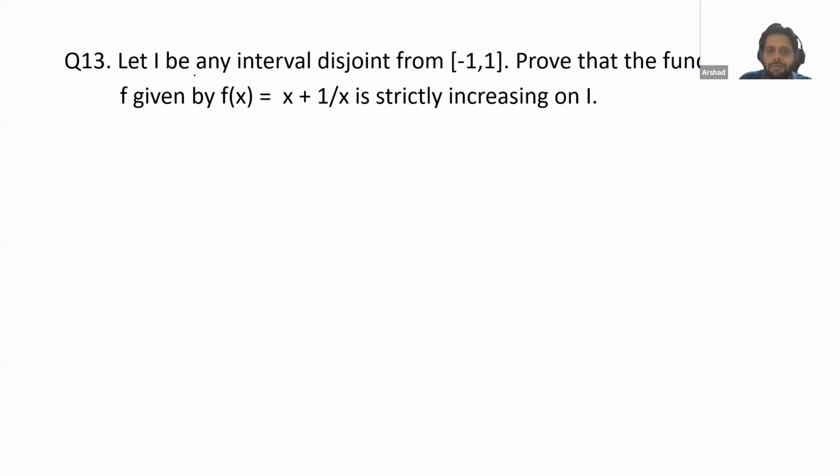The question is, let I be any interval disjoint from -1 to 1. Okay, what is meant by this statement? Anyone can tell me what is meant by this statement? Disjoint from -1 to 1. Rifat, can you tell me the meaning of this? No? Zed, any idea what is the meaning of this? Disjoint from -1 to 1.